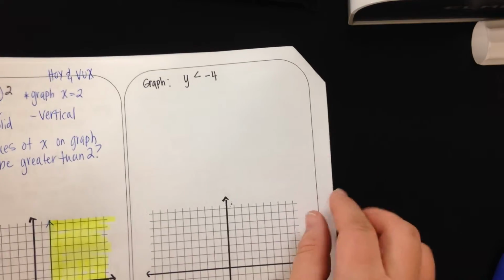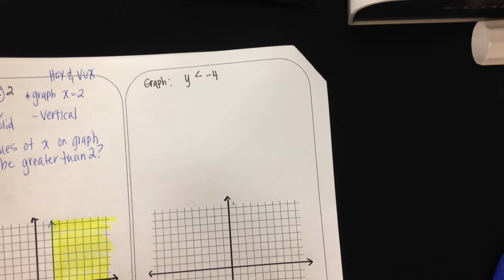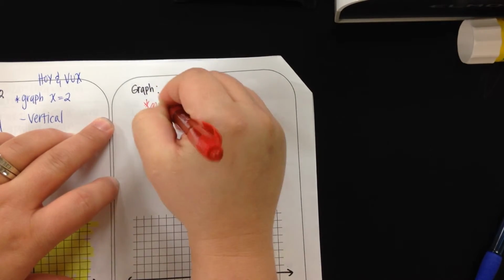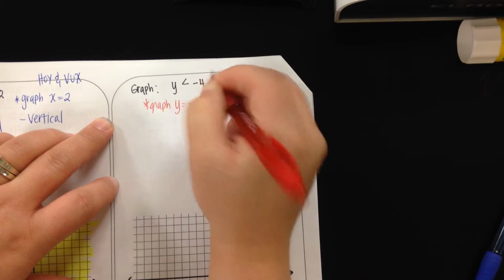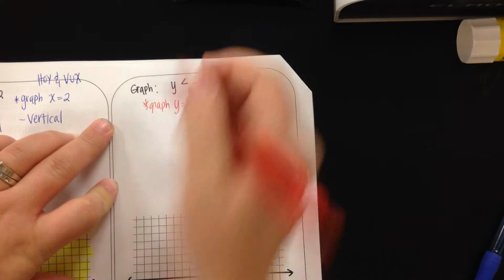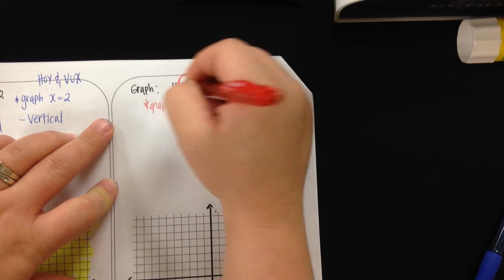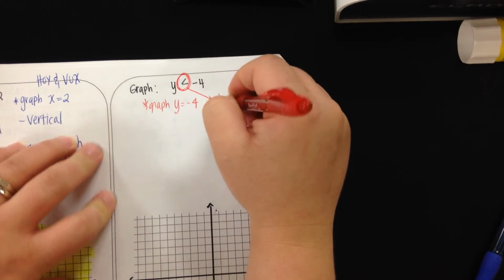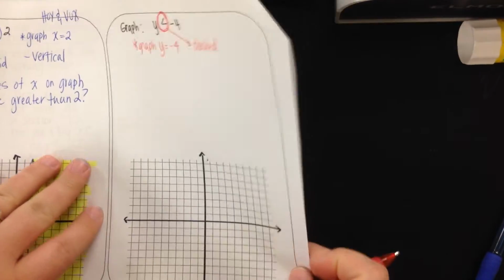Okay, we've got y is less than, this is the last example, and then you'll have the rest of class to finish setting up your notebook. Okay, we're going to graph y equals -4, and go ahead and look, what kind of line am I going to have? A dashed. Okay, so let's go down to our graph and graph this.